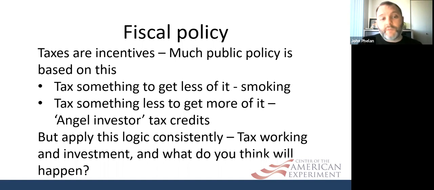And at the same time, people say that if you tax something less, you'll get more of it. And the recent discussion of angel investor tax credits in Minnesota is an example of this. Essentially, it's trying to encourage investment by lowering the tax burden on investment. So here we've got two examples of policymakers who know that taxes are a negative incentive. If you increase taxes, you get less of something, and if you decrease taxes, you'll get more of something. Now, the difficulty is that you have to apply this logic consistently, and policymakers seldom do.